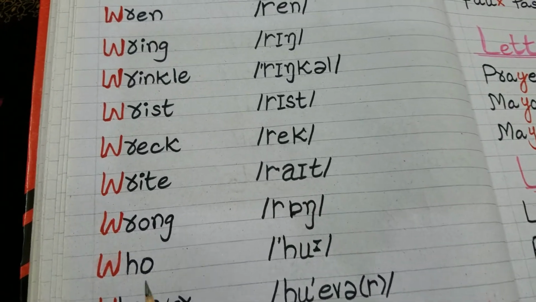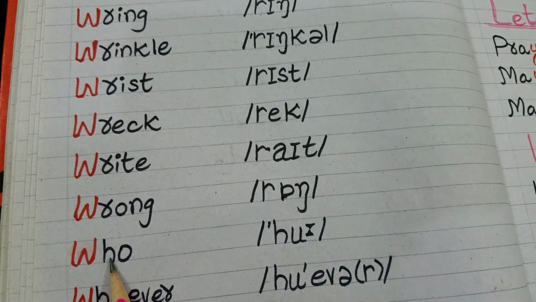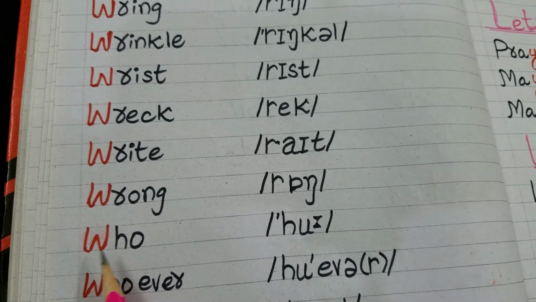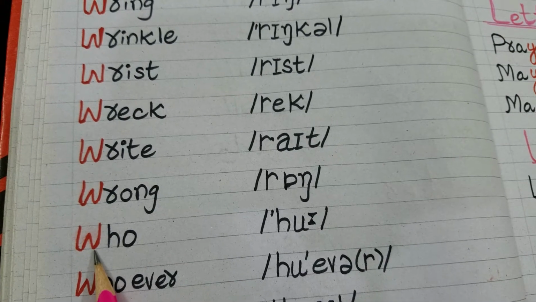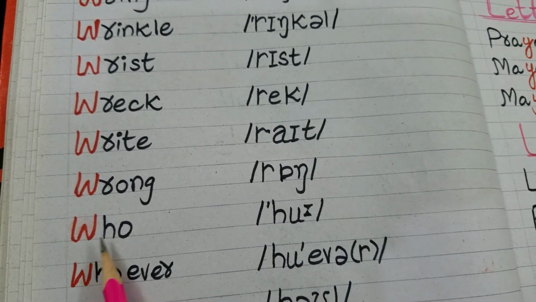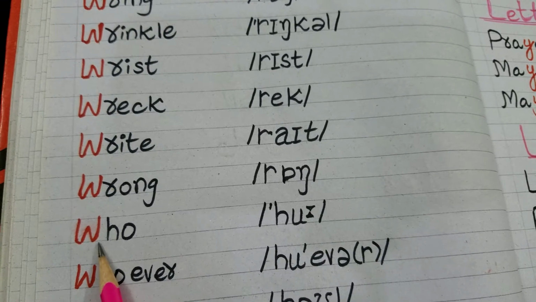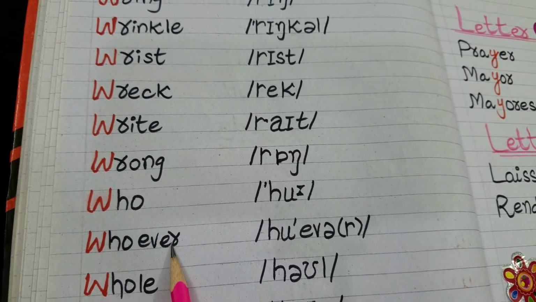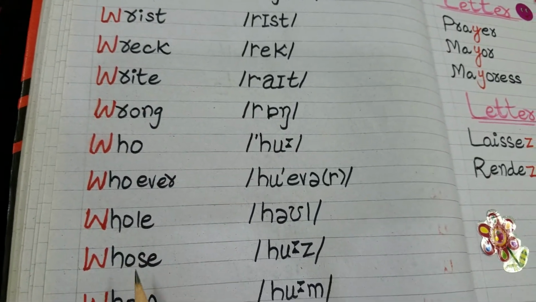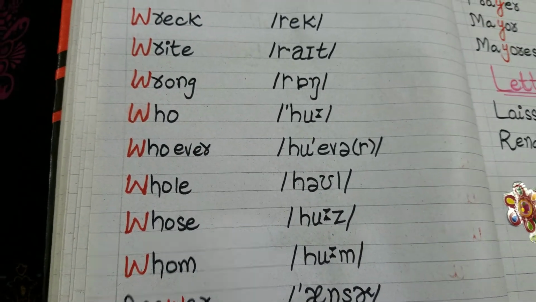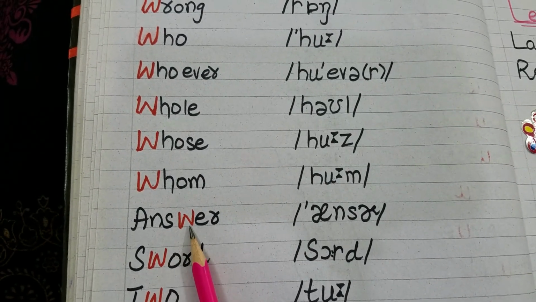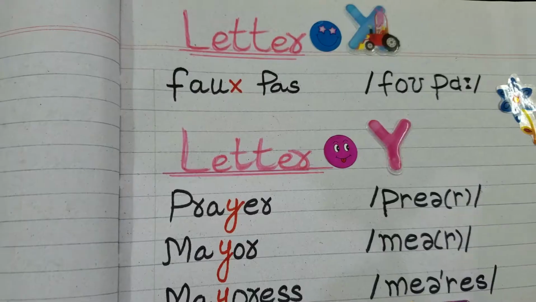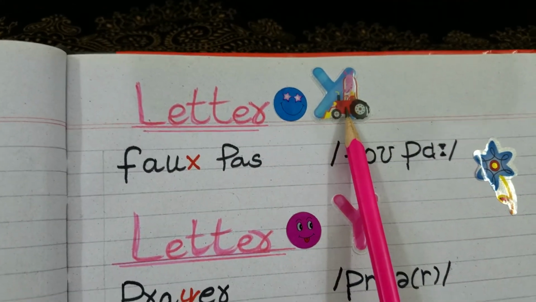Okay, now WH. Often, if WH appears before O, then letter W will be silent. Who, whoever, whole, whose, whom. Some common random words where W will be silent: answer, sword, two.